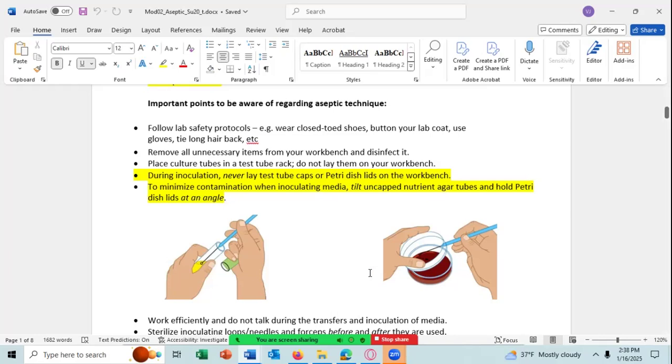So pretend this is the surface. Hopefully you can see that. I can't see my picture here, so I don't know if you can see this. Don't put the lid down on the surface. And don't put it down upside down either, because a microorganism could fall into the lid from below.